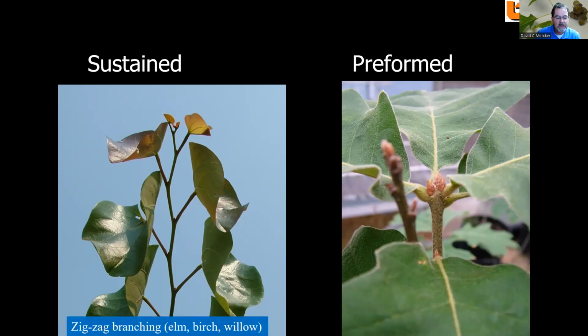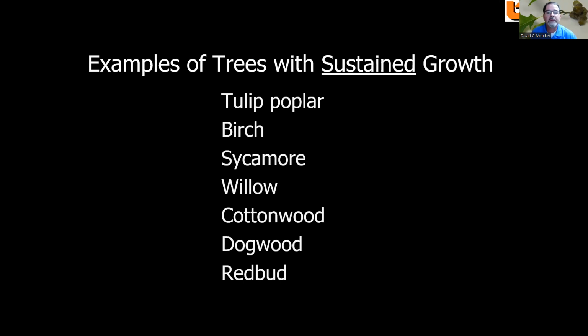And I mentioned the zigzag branching pattern. That's common with elm and birch and willow. So some examples of trees with sustained growth. I've mentioned a few, but we've got the tulip poplar, birch, sycamore, willow, cottonwood, dogwood, and redbud. These trees are capable of continuing just to flush leaves throughout the growing season.